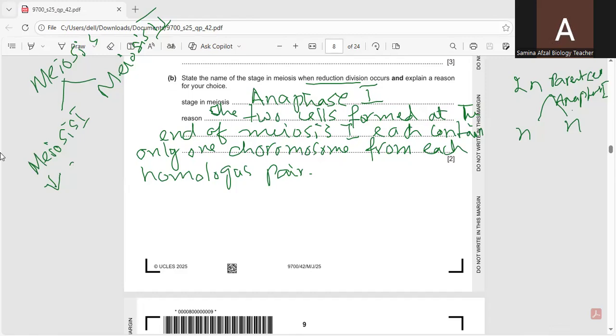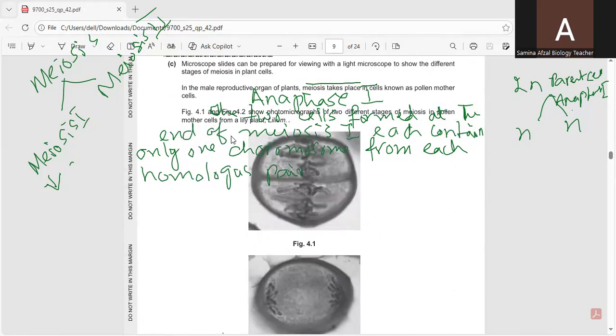So it was all about this question. Moving towards the next question. And the next question is part C of this question.